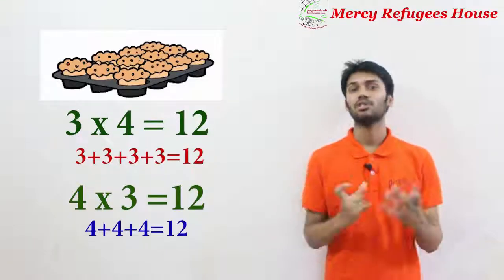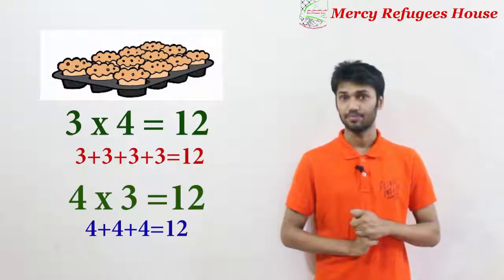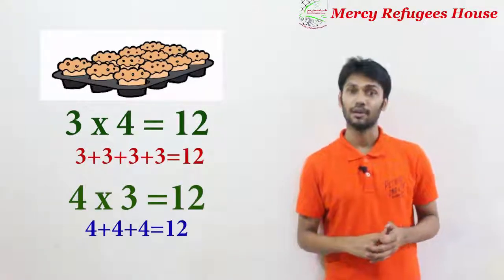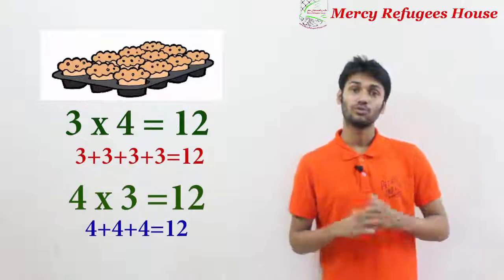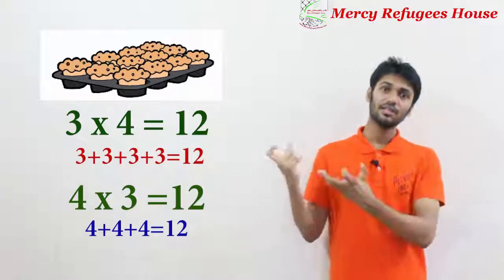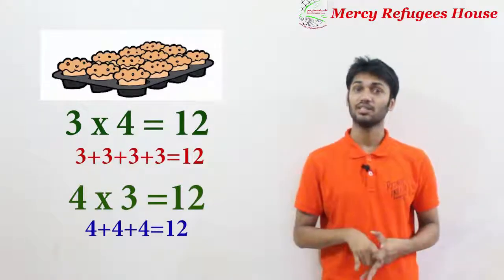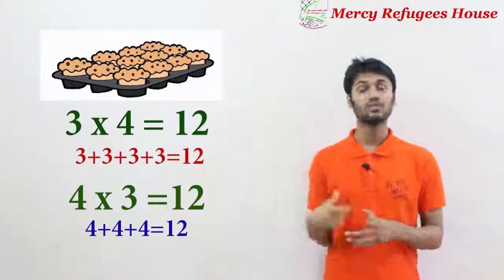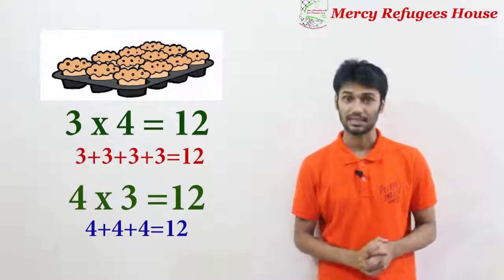Now either way you could make the array. If you make 3 as your multiplier, you would have to add 4, 3 times together. Or if you make 4 as your multiplier, you need to add 3, 4 times together. 4 plus 4 plus 4. That's how you get the answer. Go through the next one.